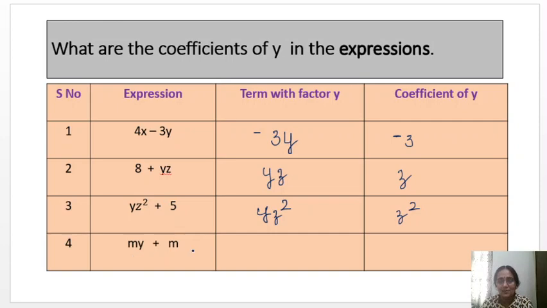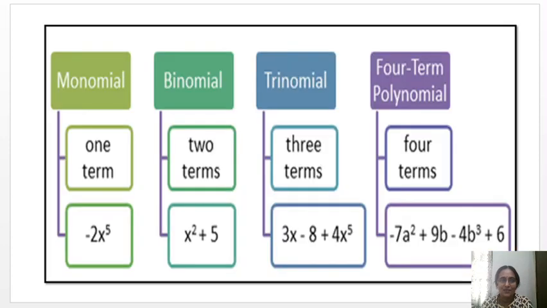Fourth expression is my plus m. The term which consists of y is my. So the coefficient of y is m. Now you know how to write the coefficients of the given factor.